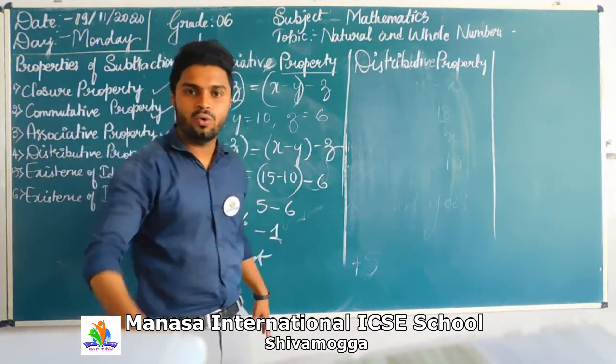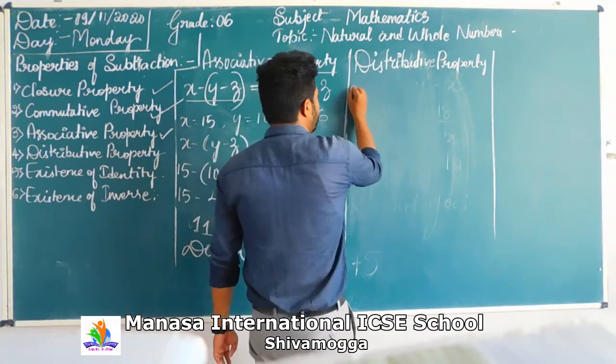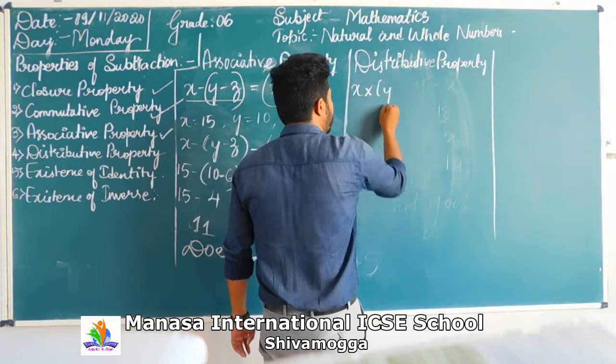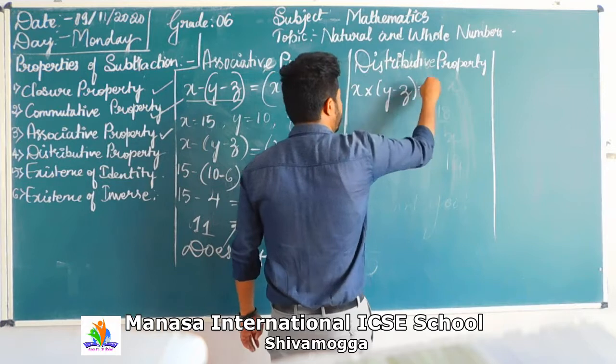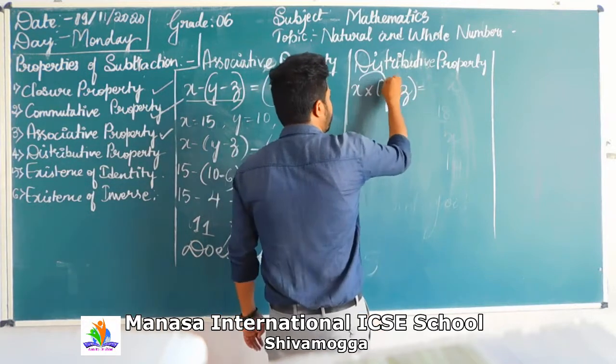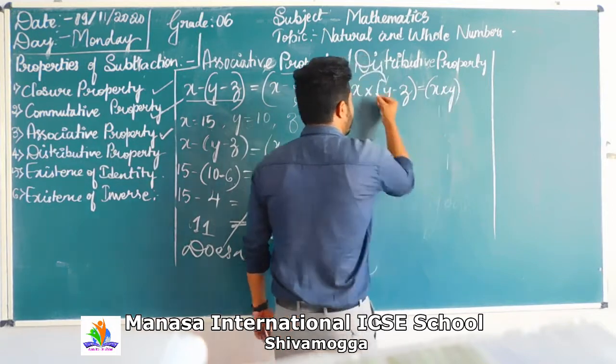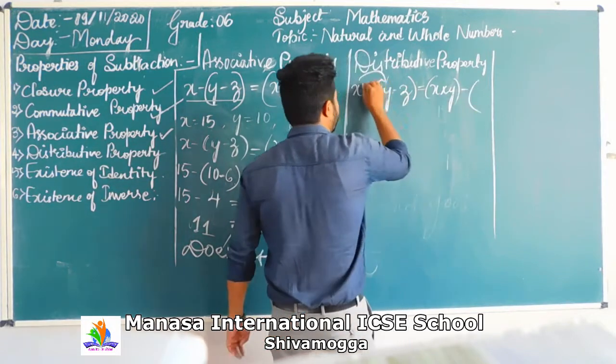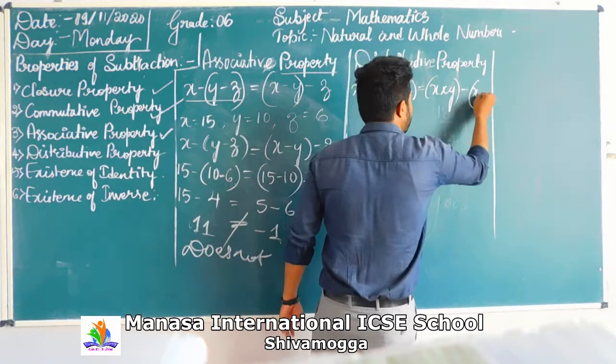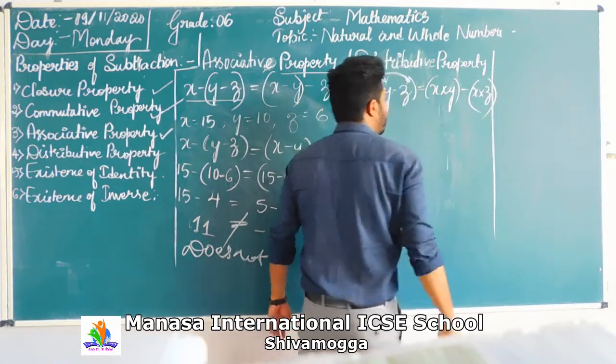I will show you how to do. Again, you can take any number, that is x, y, and minus z. You can solve first by taking x into y, minus, then you can take it as x into z.